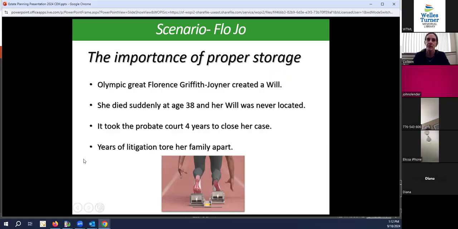Flojo, we loved Flojo. She brought the glam to sprinting. Died suddenly at age 38, and her will was never located. So that's not a great situation. So we do have concerns about making sure that things are held on to properly, and making sure that people know where your documents are.